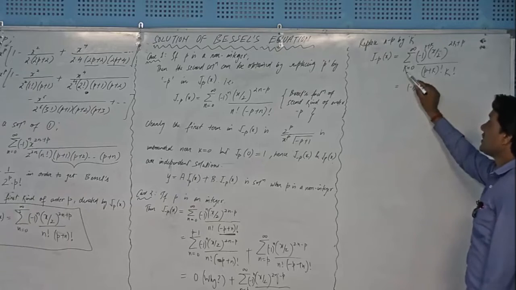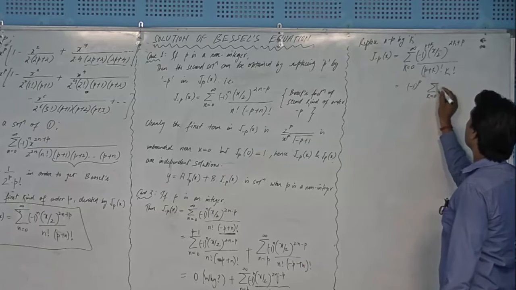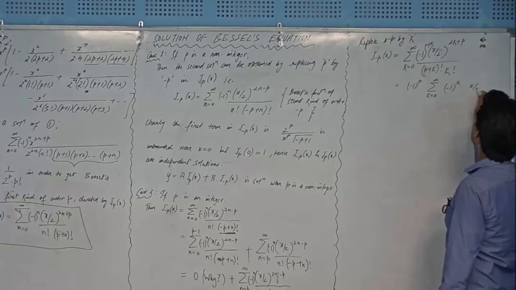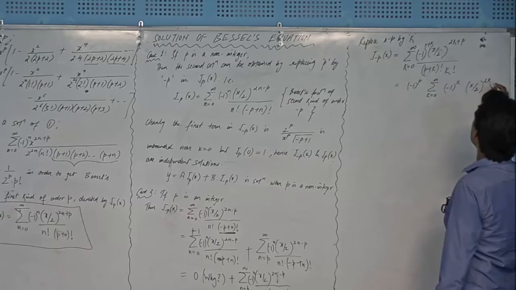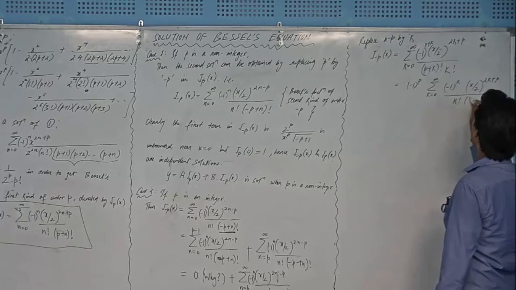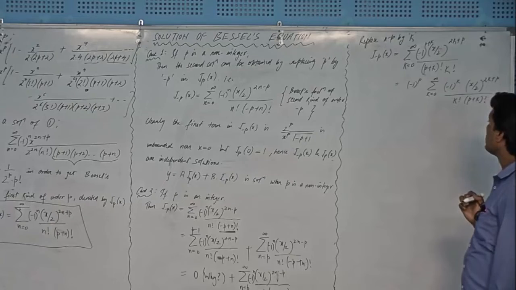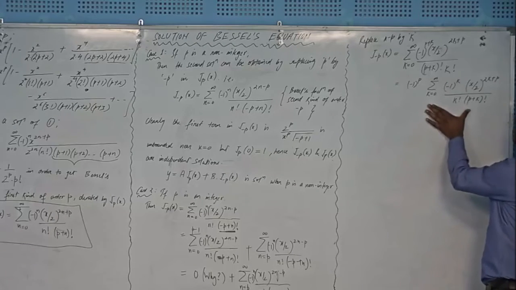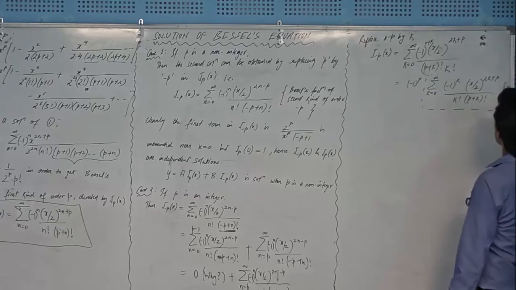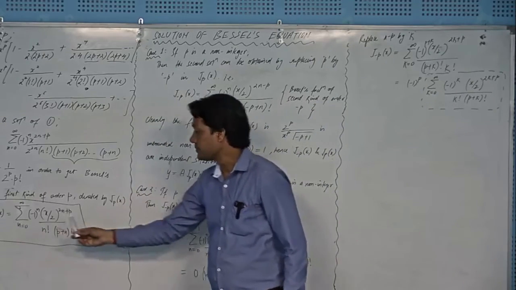Because the summation index is k, not p, so you can take this outside, and this summation k equal to 0 to infinity, and minus 1 to the power k will be left inside the bracket, and x by 2 to the power 2k plus p divided by k factorial p plus k whole factorial, right? And if you compare this whole summation with jpx, they are exactly the same.